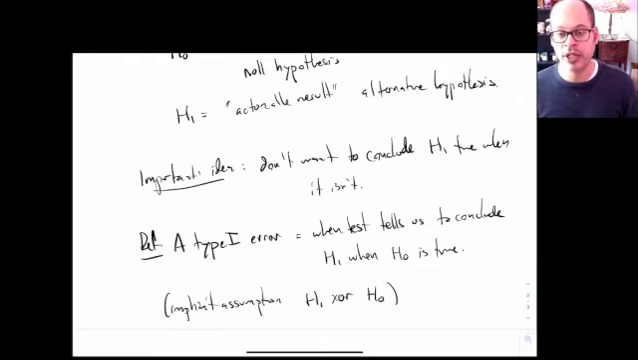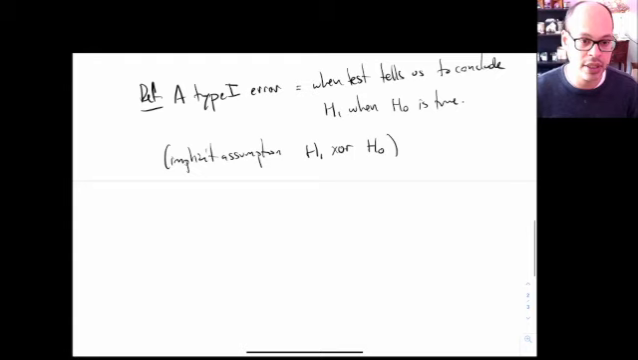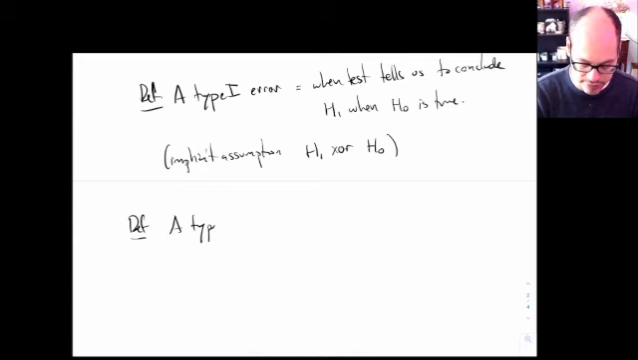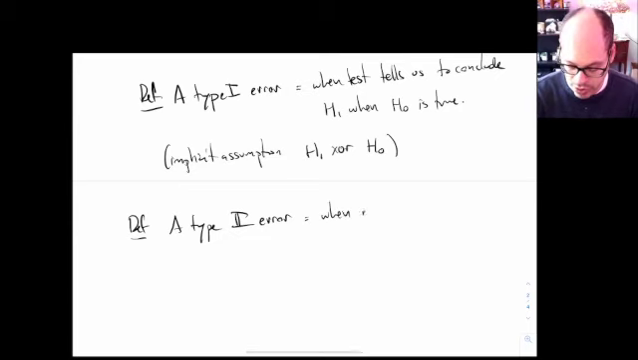Of course, if H1 is true, we would like to know that it's true, because if there's some actionable thing that we should be doing, we really want to know that it's okay to do that as much as we can, reasonably. So definition, a type 2 error is when we reject H1 even though it's true.